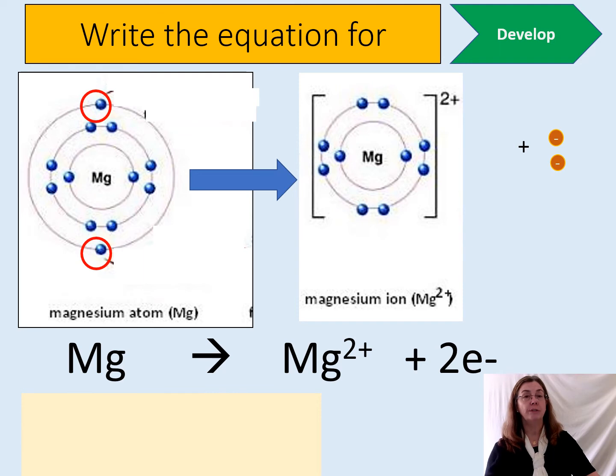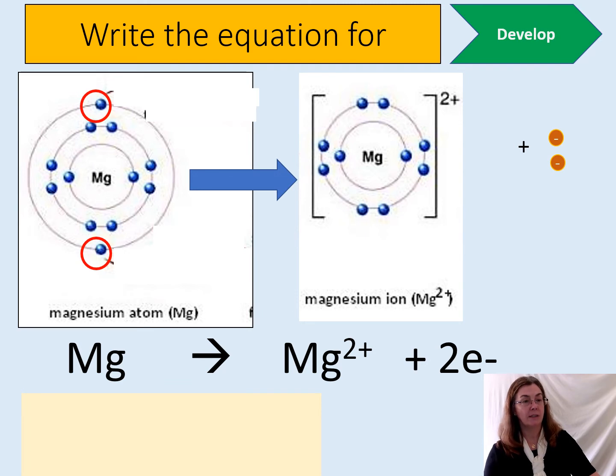So that's a 2 plus ion. It's lost 2 electrons, so it becomes positive 2. And we've got 2 electrons that have been spat out, and there they are, plus 2 electrons with the negative charge on them. And you can see we've got a conservation of charge. We've got a 2 plus charge, and we've got 2 single minus charges. So 2 pluses and 2 minuses overall make 0 charge.